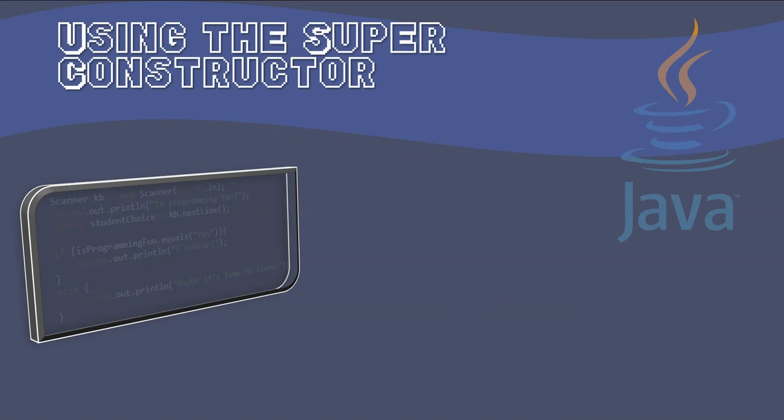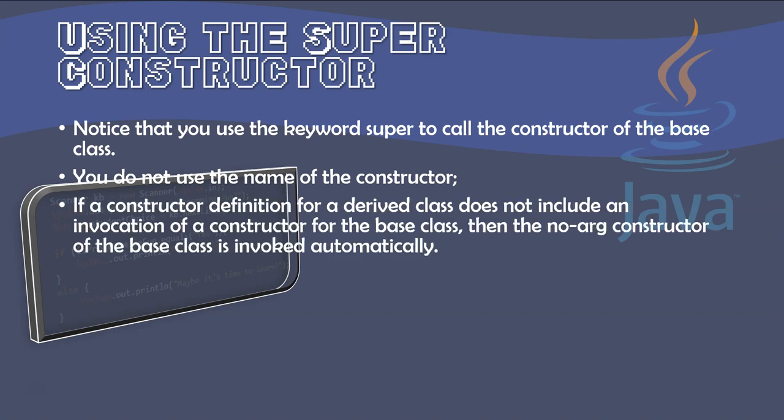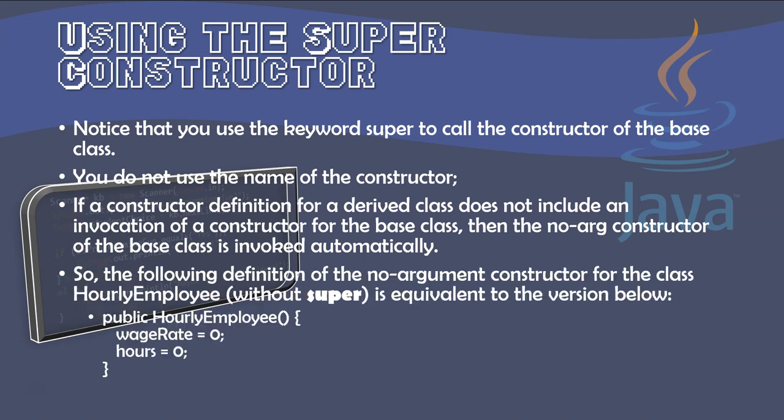Now, let's actually look at how we use that super constructor to full effect. As we've already mentioned, you use the keyword super to call the constructor of the base class. We do not use the name of the constructor. So for example, if we want to use something from employee, we simply say super and then pass in the appropriate variables. If a constructor definition for a derived class does not include an invocation of the constructor from the base class, what Java will attempt to do is use the no-arg constructor of the base class automatically.